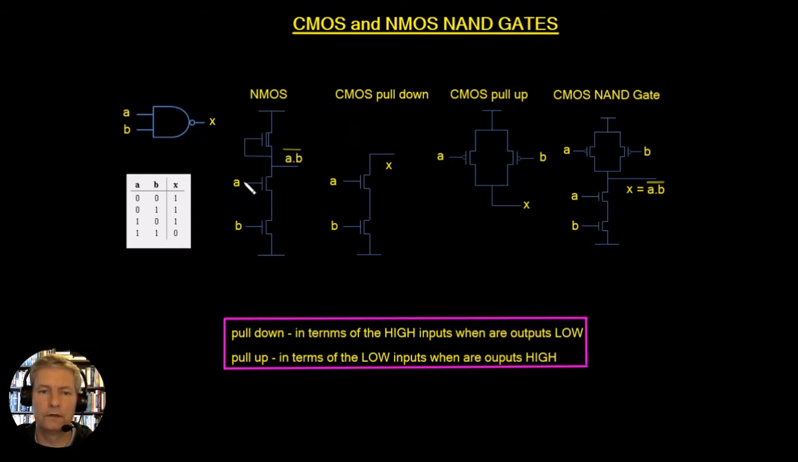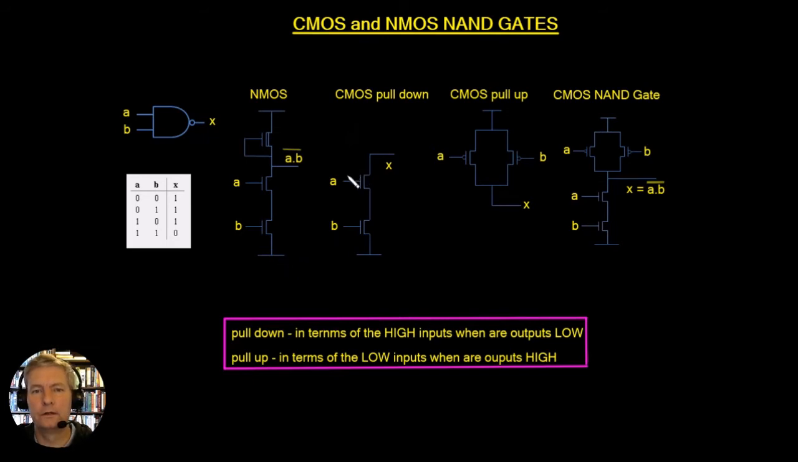Otherwise, if any one of these is off, there's no path flowing through, and that will give us these other three options that we have here. Both of them are off, there's no path, or any one of them is off and there's no path. So we've seen that whenever we did the NMOS design, and the most important part about this is this little line here. It really tells us that in order to work out this NMOS design, we need to look at it in terms of the high inputs, which give us the low outputs.